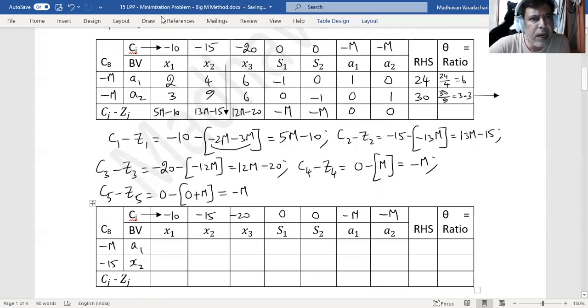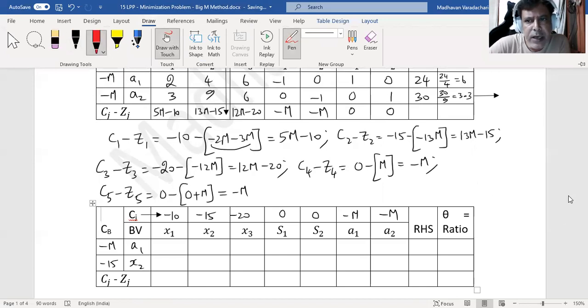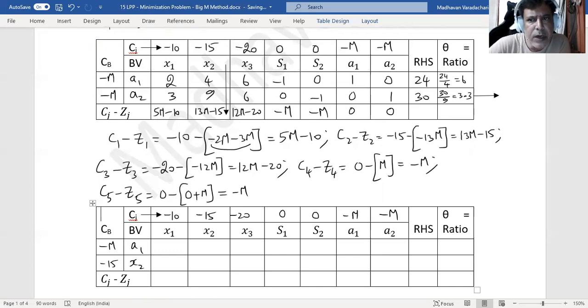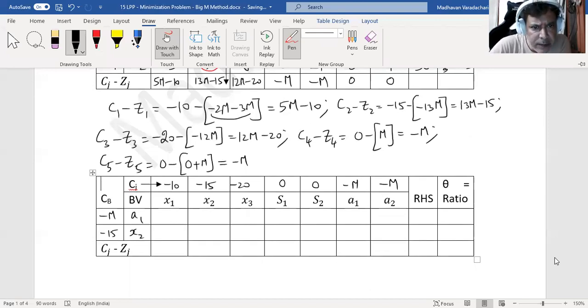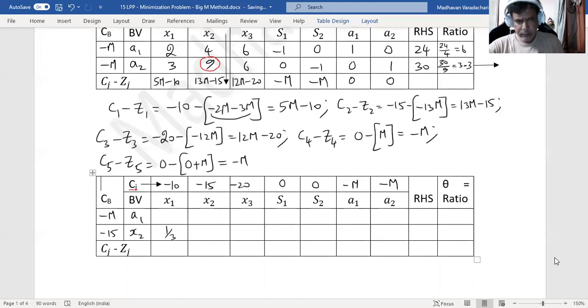Okay, now what is the pivotal element? The intersecting element is the pivotal element. So here, if you look into it, this is the pivotal row, this is the pivotal column. So the pivotal element is this 9. That means I need to divide this entire row by 9. Let's do that. 3 by 9 becomes 1 by 3. Then 9 by 9 is 1. 6 by 9 becomes 2 by 3. 0 by 9 is 0, minus 1 by 9. 0 by 9 is 0. 1 by 9 is 1 by 9. 30 by 9, I'll retain it as 30 by 9, which can be simplified as 10 by 3.